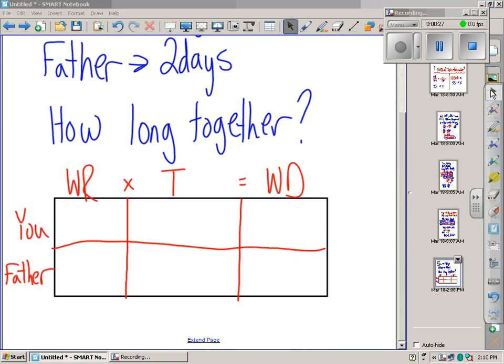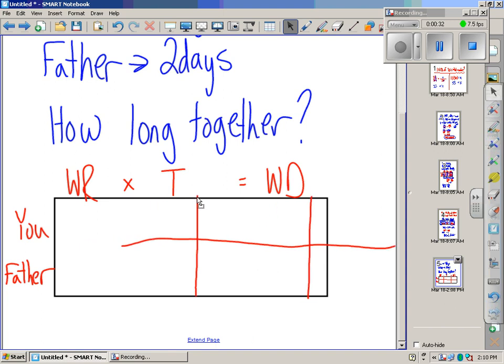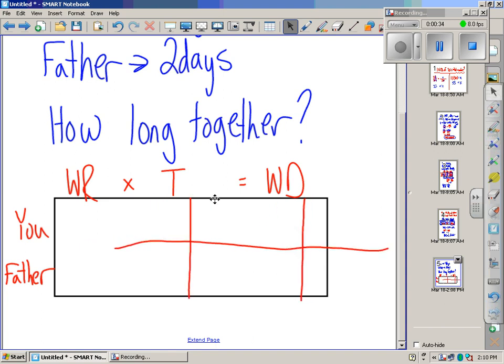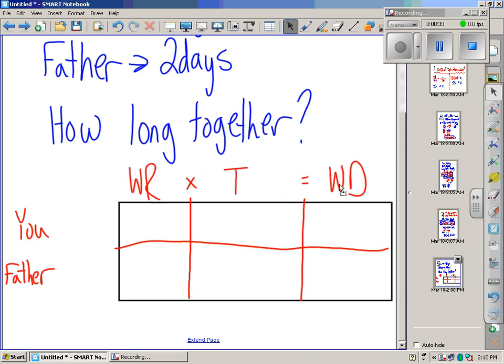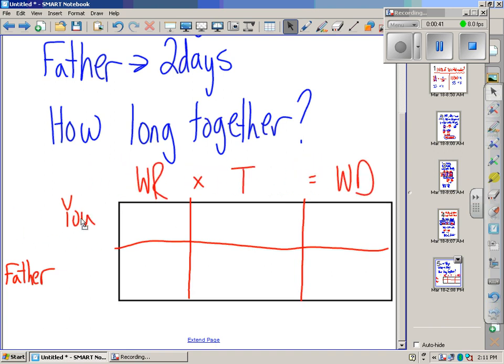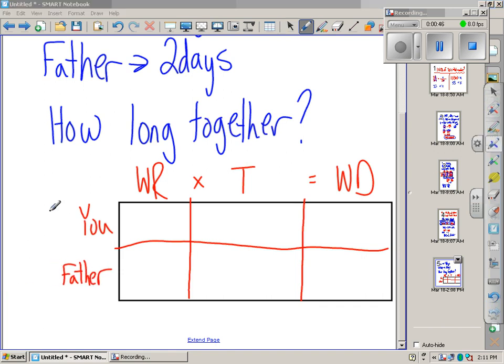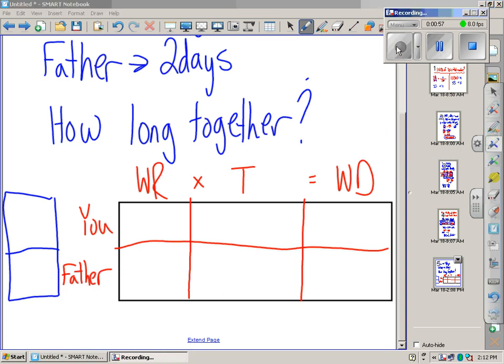So what we're going to do is have our normal chart, but we're going to do something a little bit different. We're going to shift everything over, and we're going to add an extra column to the left. That column is going to be your time alone, the time to do the complete job. So this is the time alone.